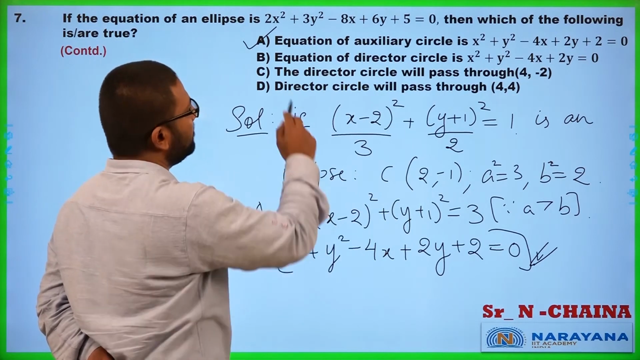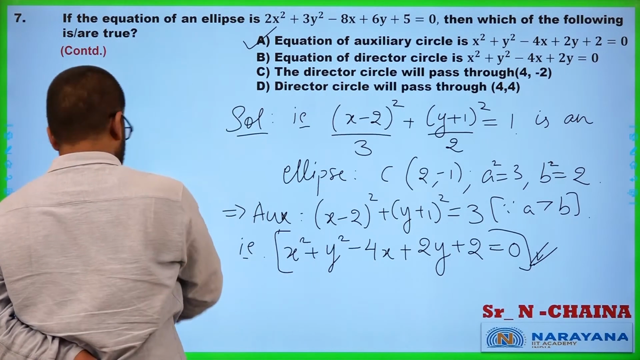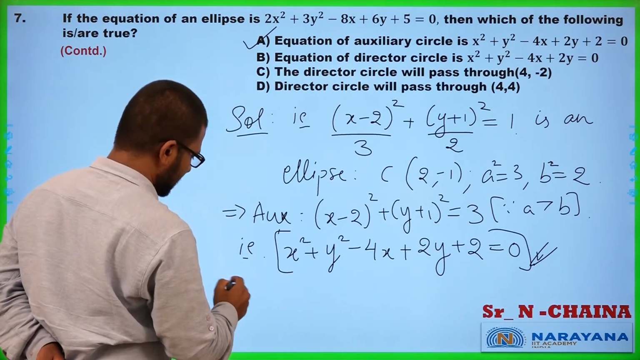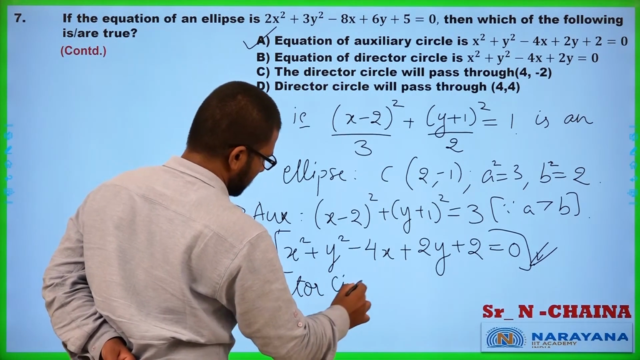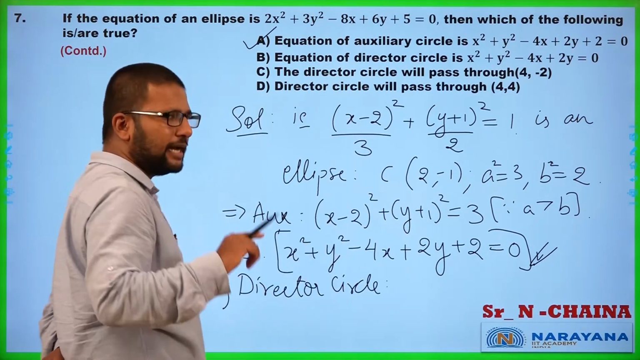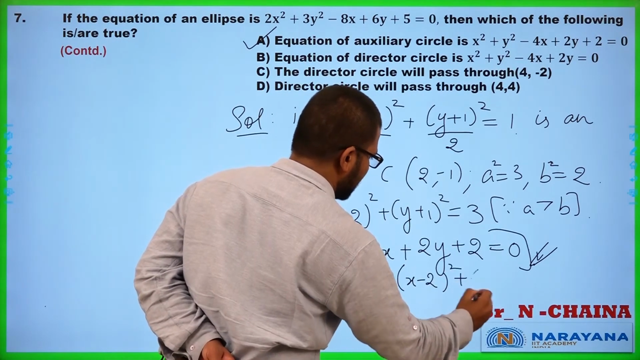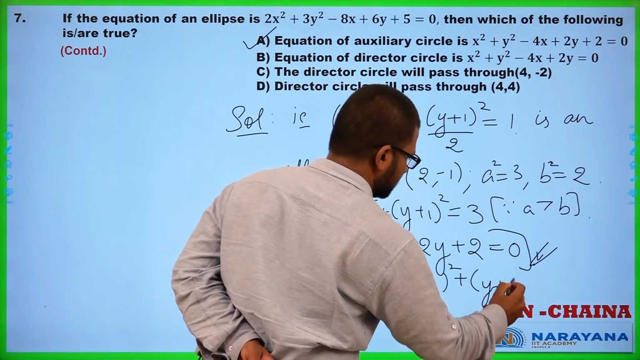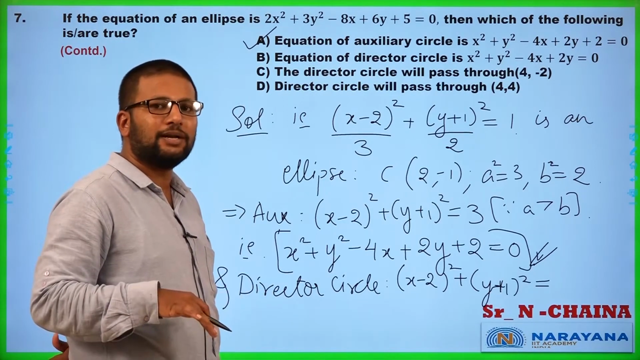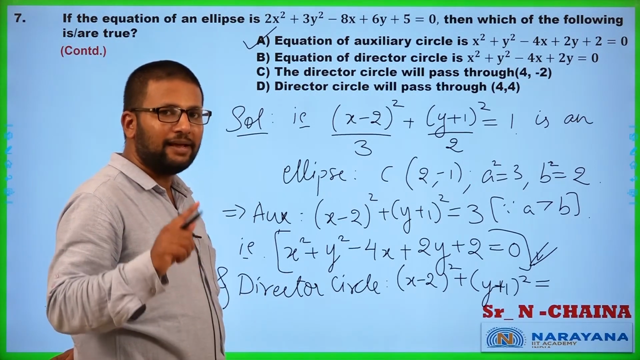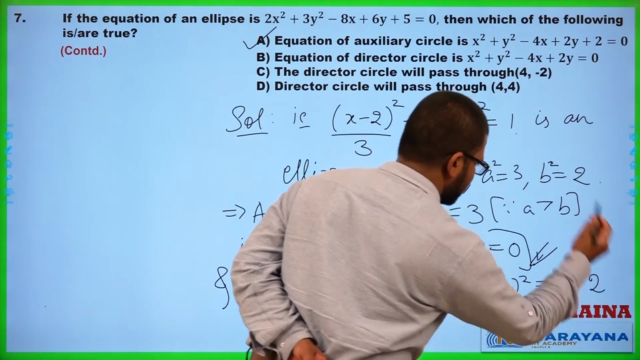In fact, before we proceed, there is an option that says we need to look for the director circle. So can we write the equation of the director circle here? Let us try. What will be the equation? The director circle is centered at the center of the ellipse only. So (x - 2)² + (y + 1)² equals, what is the radius, or rather what is radius square? Always it would be a square plus b square, correct? So on this side we will have 3 plus 2, right?